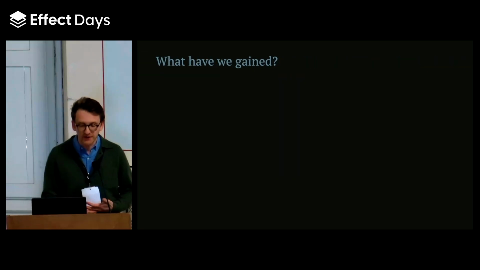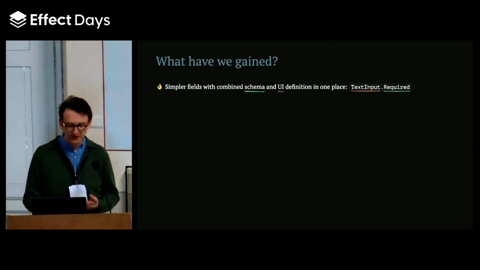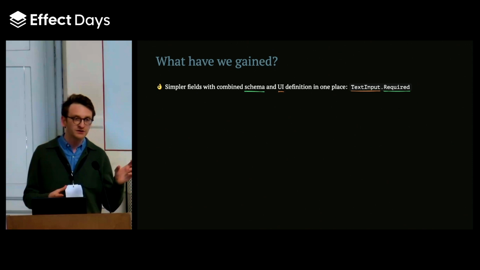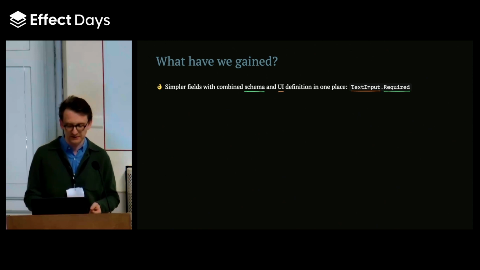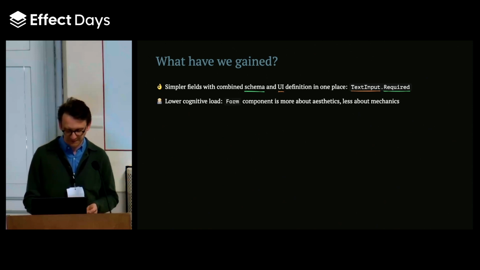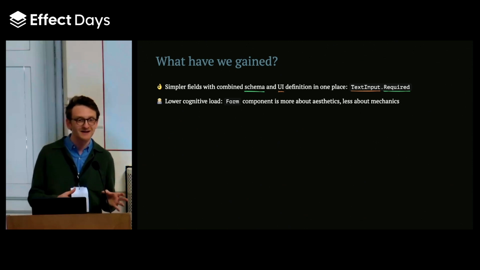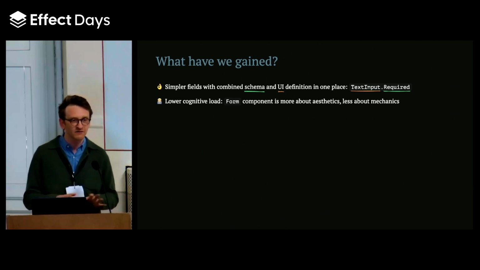So what have we gained by doing this? We now have smaller fields that combine the UI definition part and the schema part. Text input.required again. The schema is now a first-class citizen in this framework. We have lowered the cognitive load of developers writing forms because it's more about aesthetics and less about mechanics. All the mechanics is hidden behind the scenes.